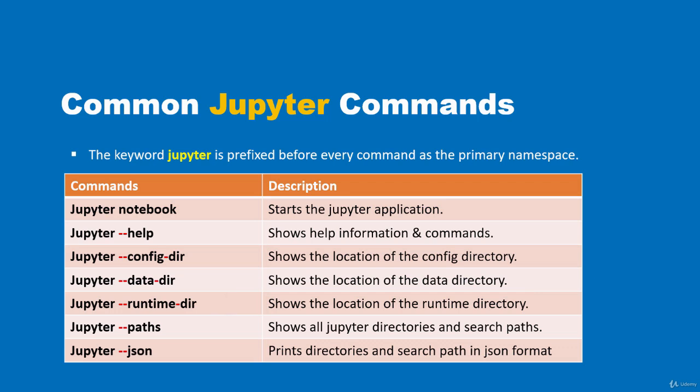If you want to show all the Jupyter directories and the search path, you type in Jupyter space --paths. If you want to print out the directories and search path in a JSON format, you type in Jupyter space --json. So let's open up the command prompt in Anaconda and show you how these commands work.